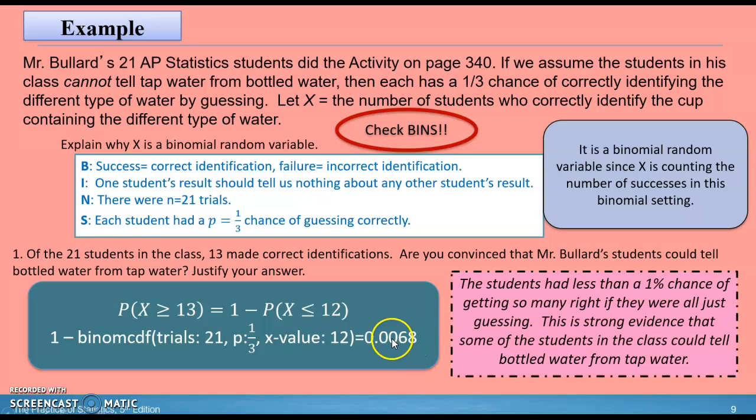The students had less than a 1% chance of getting so many right if they just guessed, because that's what they told us: this is just by guessing. So this is strong evidence that some of the students in the class could actually tell bottled water from tap water, because the chance of guessing and getting it right was so low.